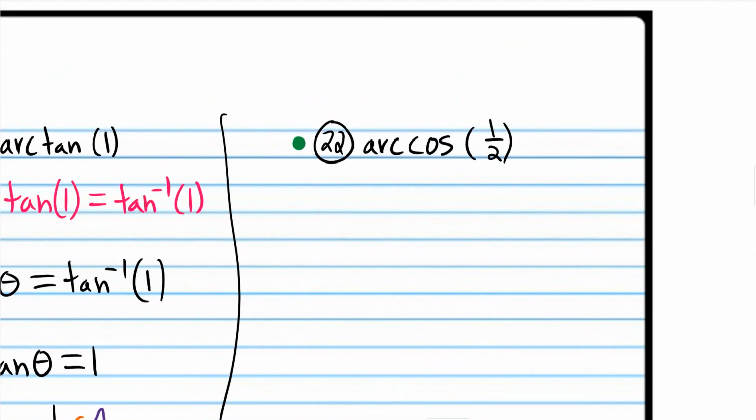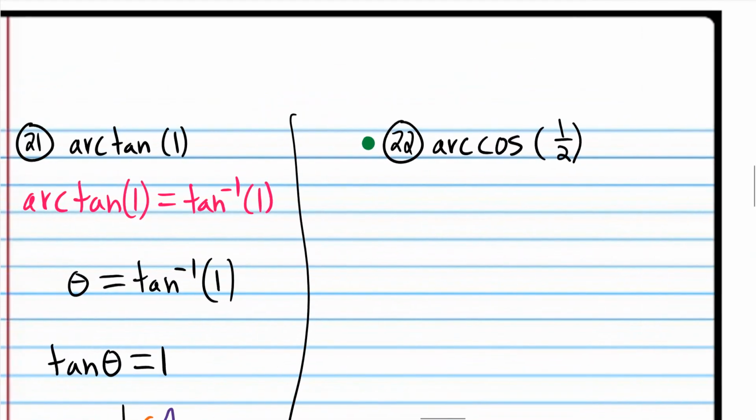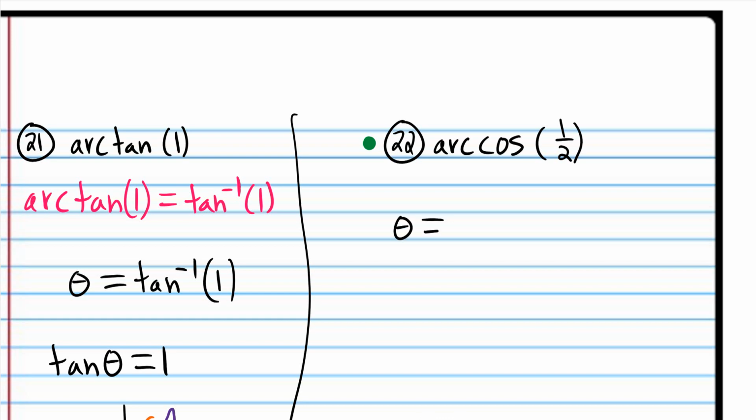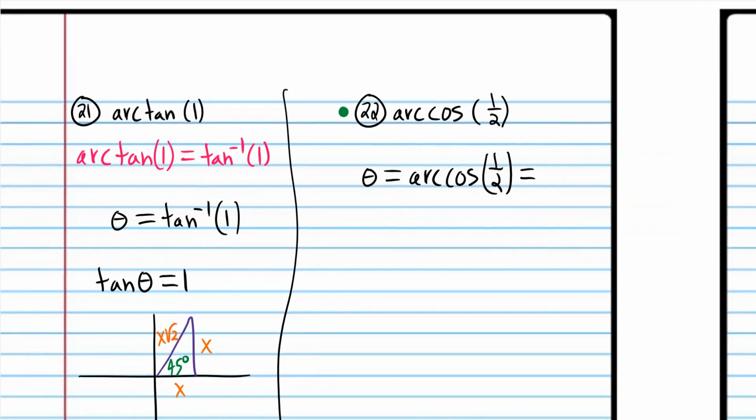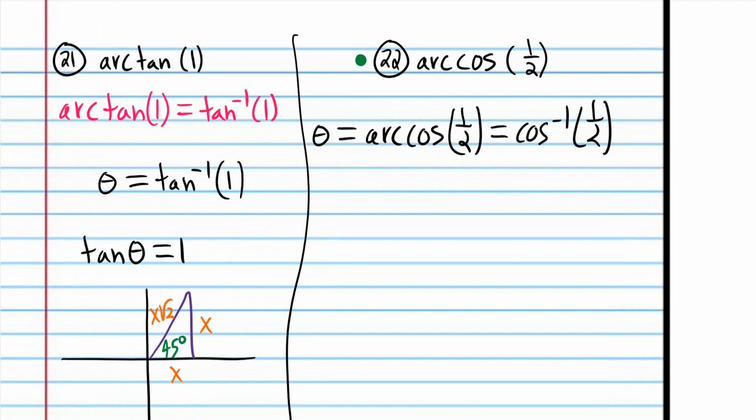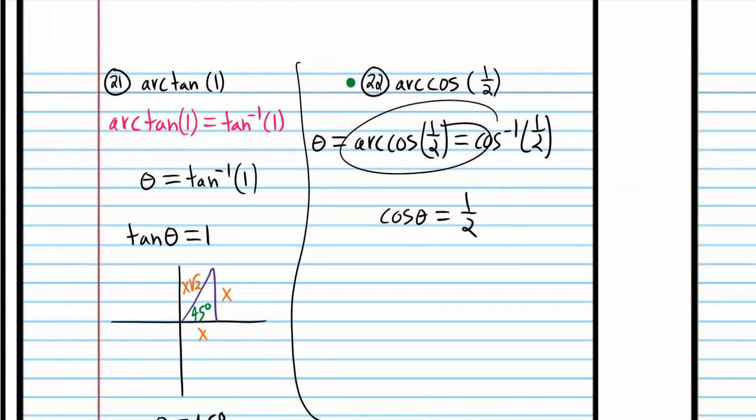Okay, we're back. So I'm going to set theta equal to arc cosine 1/2, which is the same thing as cosine inverse 1/2. You can do it however you want to do it. You may have done it a slightly different way. That's okay. So if that's true, then by definition, cosine theta must be equal to 1/2.